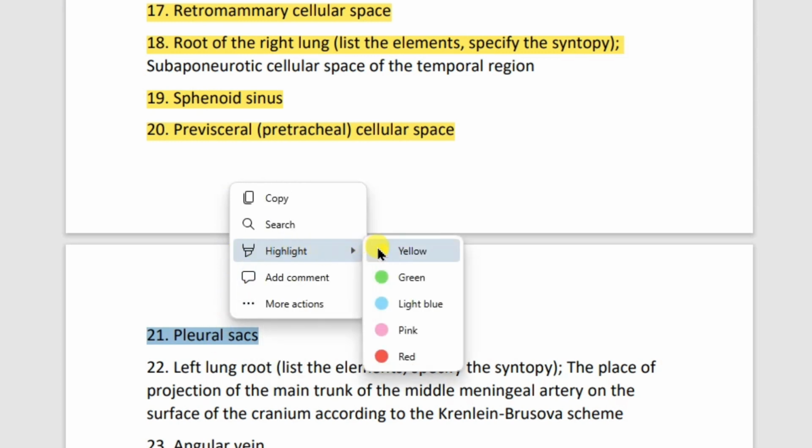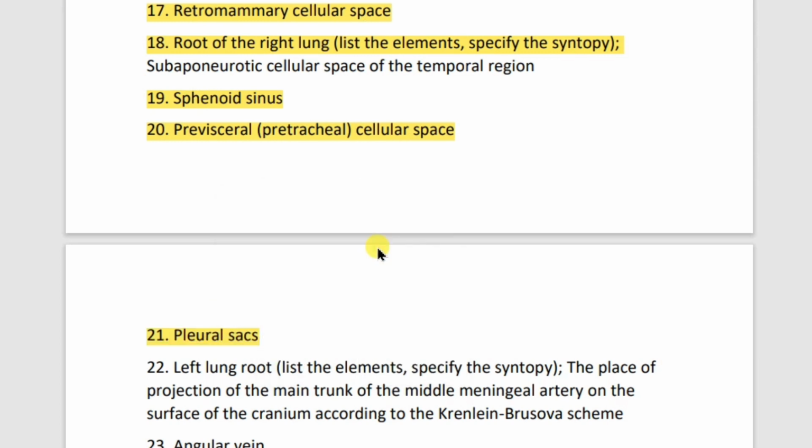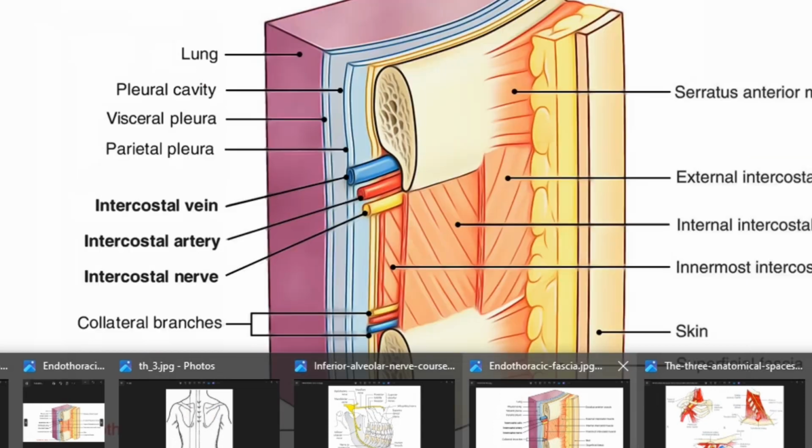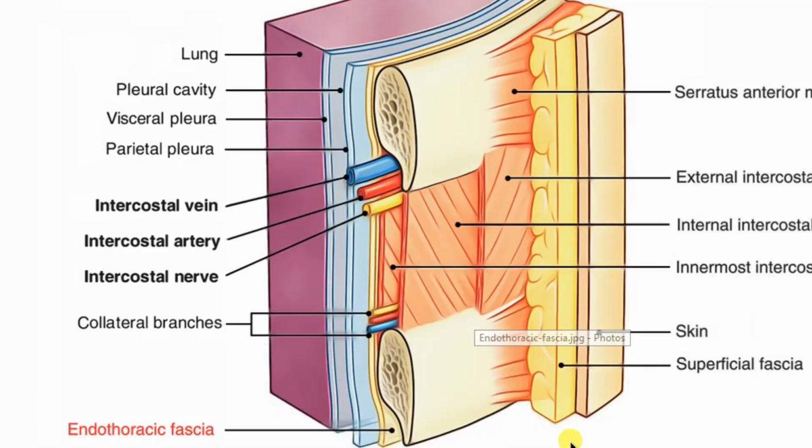Okay, so the next structure we have here, pleural sacs. So what is it? First of all you have to know what a sac is. A sac is just like a cavity. So what is a pleural cavity or pleural sac? Guys, have a look here. As you can see, there is the parietal pleura, visceral pleura, lungs and ribs. You have already seen this picture before, and here you can have a look at the pleural cavity, or you can also say that it's the pleural sac.